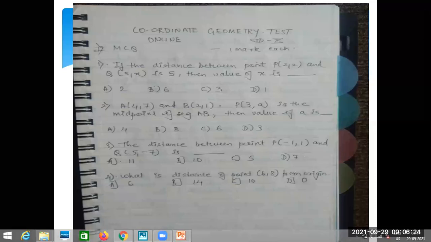Now the last question for the MCQ: what is the distance of the point 6, 8 from the origin? We have to find the distance from the origin. So one point is given to you, and the second point is the origin. You have to think and then solve.